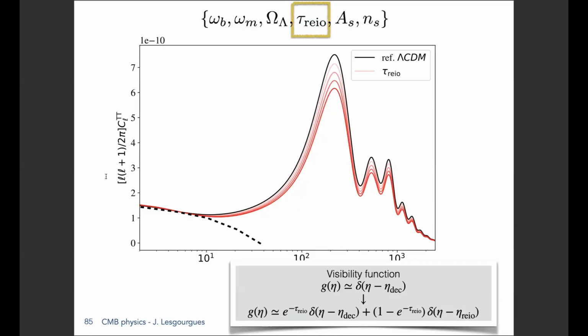In the line of sight integral, our Sachs-Wolfe term was multiplied by a visibility function. And we said, okay, let's pretend that this visibility function is a Dirac function peaking at recombination. And when we did this, we neglected completely reionization. However, at some point, we have plotted the true visibility function as a function of eta, and we said that there is a recombination peak, and then there is a reionization peak.